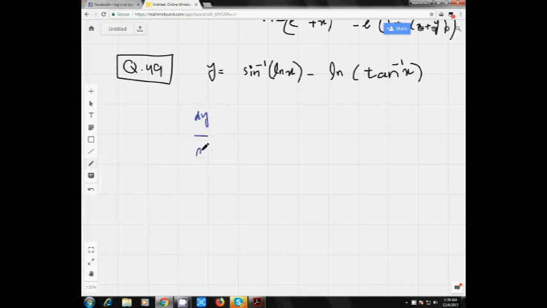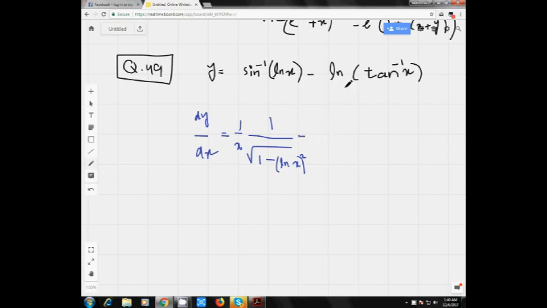dy by dx is equal to, apply the differentiation with respect to x on both sides. The derivative of sine inverse x, everybody knows, is 1 over square root of 1 minus x square, and instead of x here it is ln x, so 1 minus (ln x) square, multiplied by the derivative of the quantity upon which the sine inverse is applied. It is ln x and its derivative is 1 divided by x.